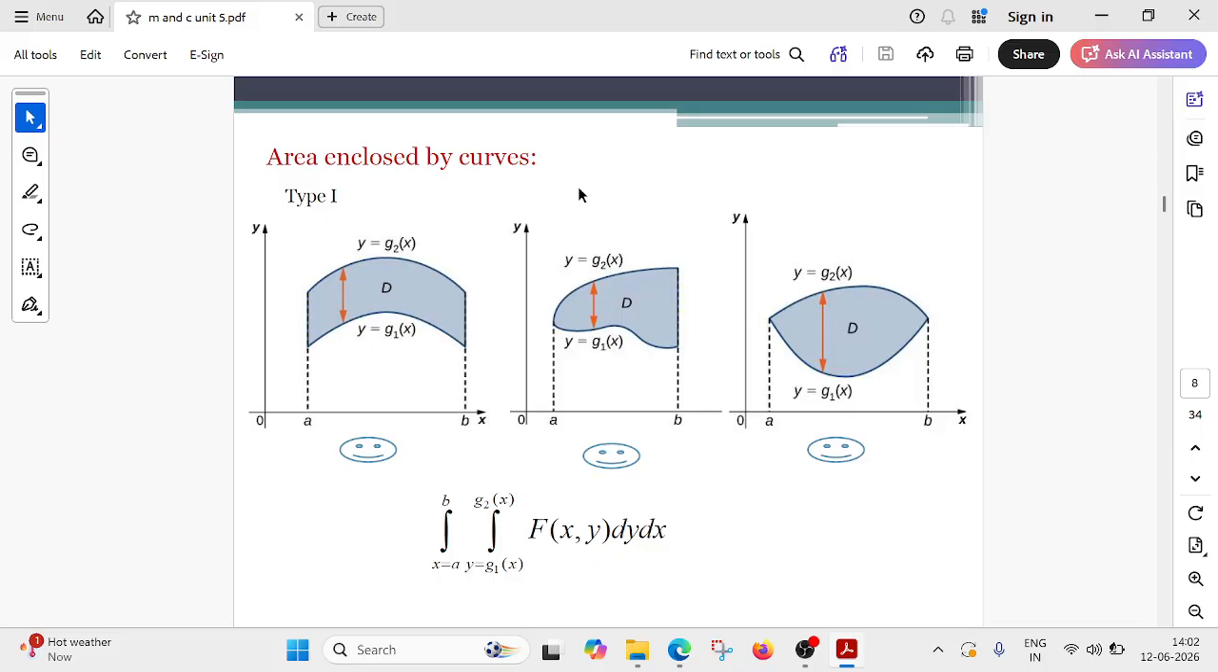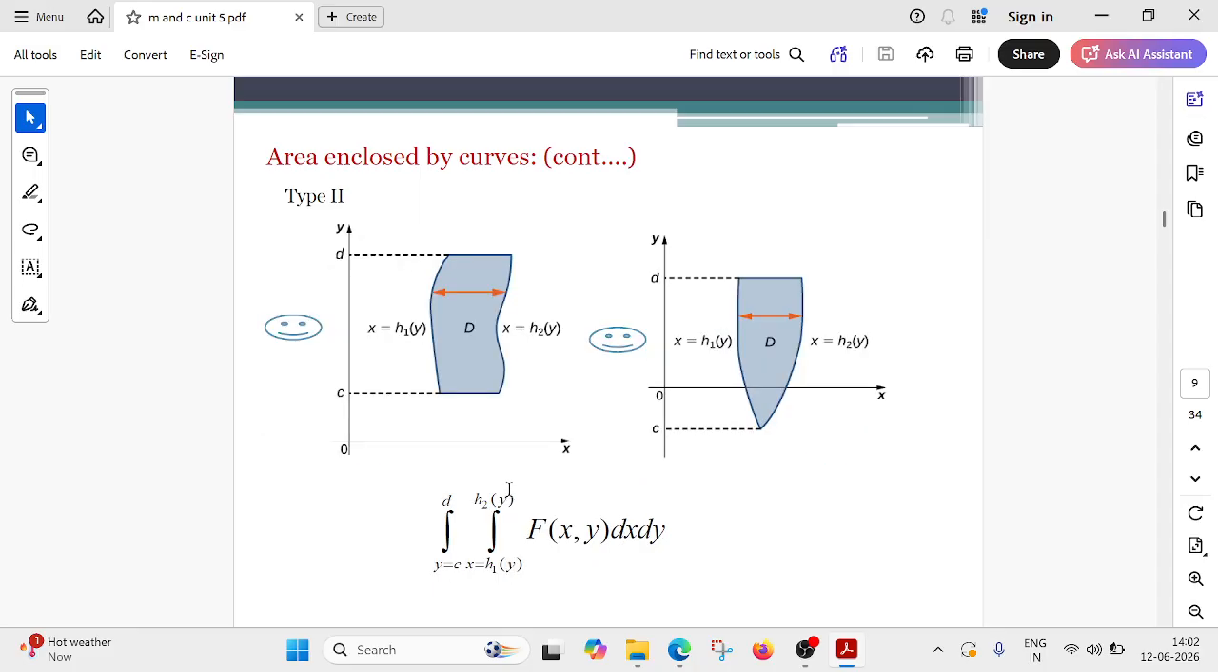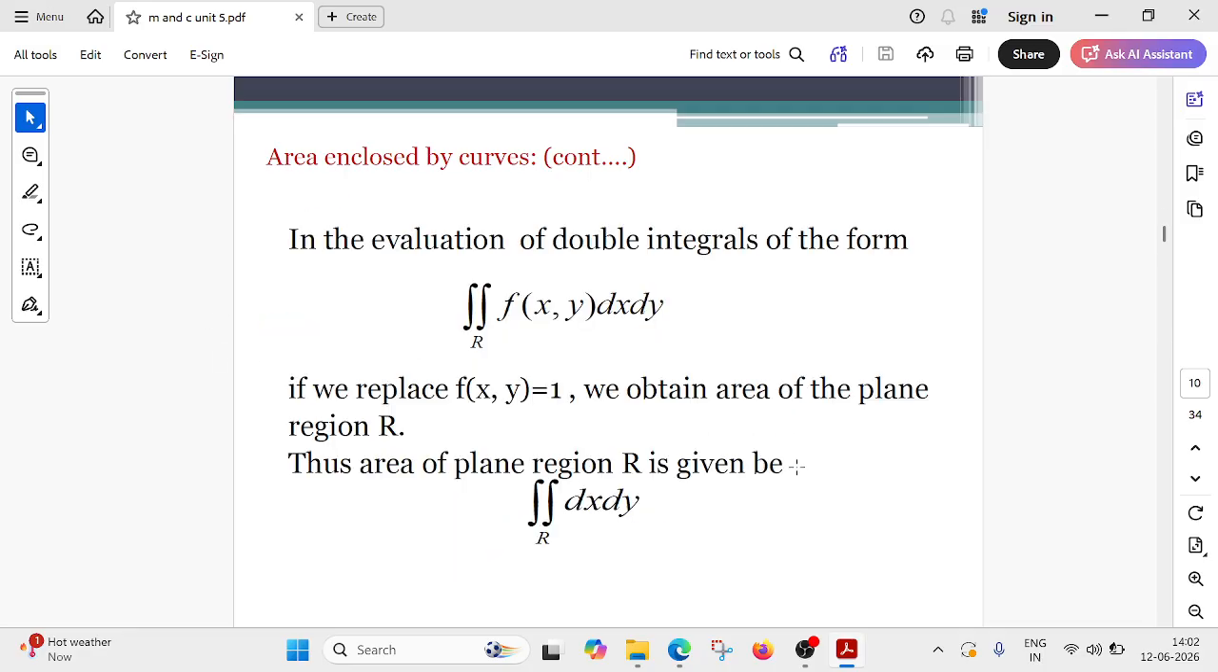Now, areas enclosed by the curve, type 1. It may be looking like this, and x is equal to a to b. These are all sample curves we kept here. The curve is looking like this. But the concept here is that the x limits are constants and the y limits are variables, right? Type 2: now the y limits are constants and the x limits are the variables, right? So maybe we can see them like this.